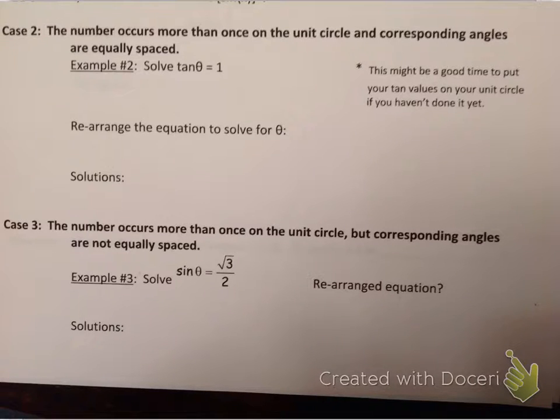The second situation you're going to run into is when your answers occur at more than one location on the unit circle and the answers are equally spaced from each other. For example, if I asked you where on your unit circle cosine of theta was equal to 0, and remember cosine is your x-coordinate, well, there's two places on your unit circle that have an x-coordinate of 0, here and here. And they're 180 degrees apart from each other.